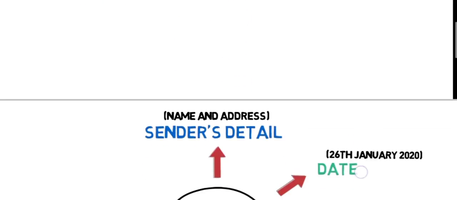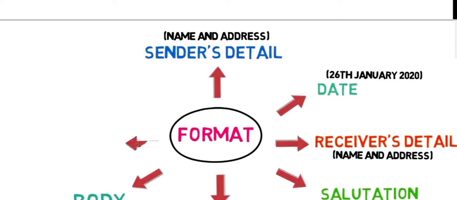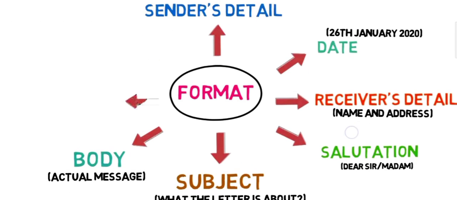How to write a formal letter? The format of this: firstly, we have to mention the sender's details. The person who is sending the letter, we have to mention the name, then the address, and after that the date. Then the receiver's details, whom you are addressing: the name of the receiver and the address of the receiver.